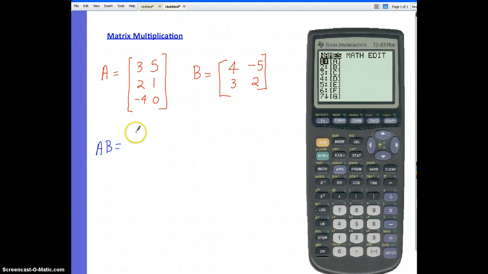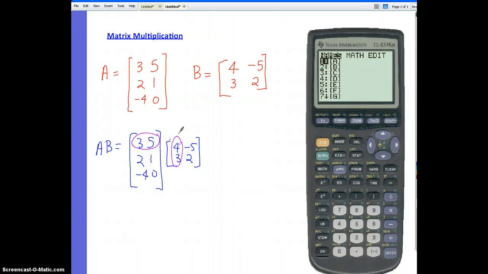So we had 3, 5, 2, 1, negative 4, 0, multiplied by 4, negative 5, 3, 2. First thing we've got to ask ourselves is, can we actually multiply those two matrices? Just a reminder that we multiply the rows by the columns. So row 1 by column 1, and you'd look at row 1 by column 2, and so on.